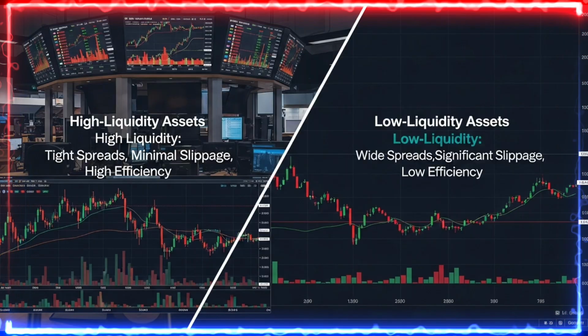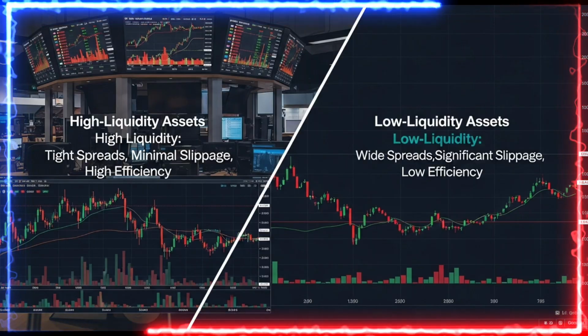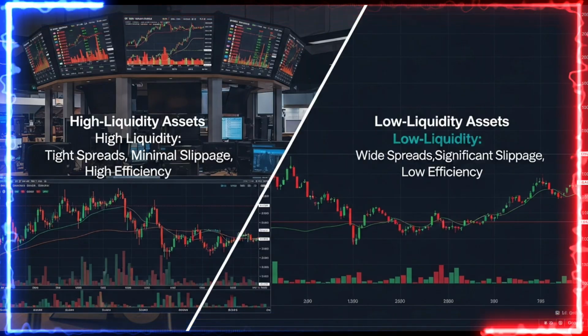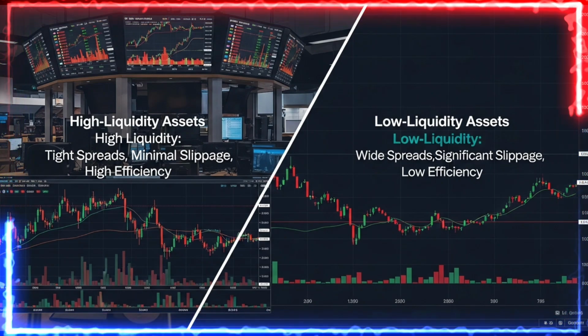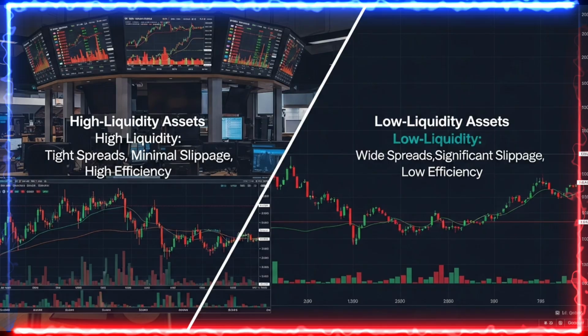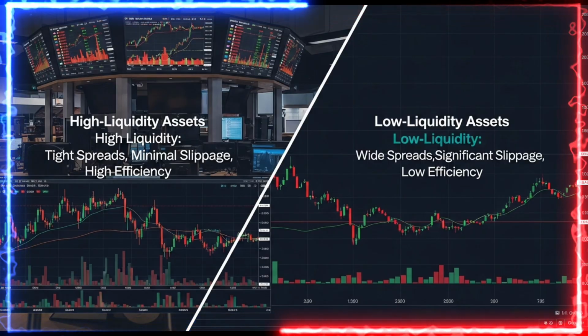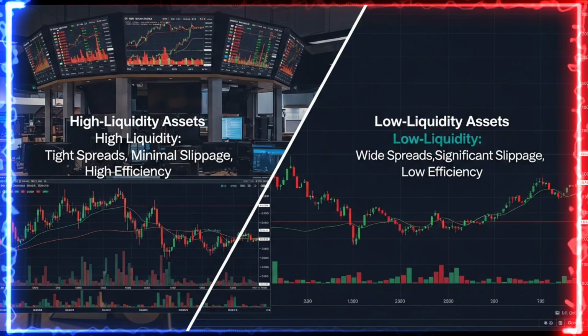The reason is that these points form levels of market structure where traders have previously entered the market. If the price pulls back to these levels, there's a higher chance that traders will place orders again. So the liquidity will build around these levels, and this is where manipulation can happen.